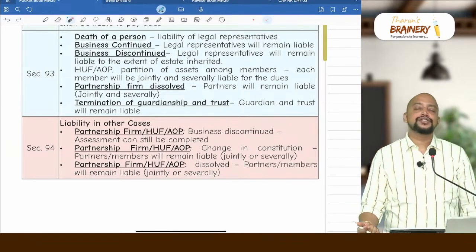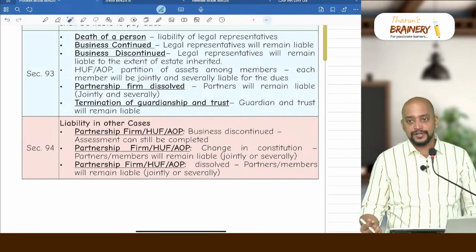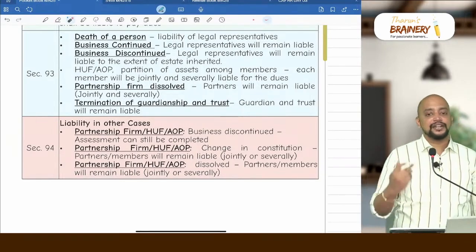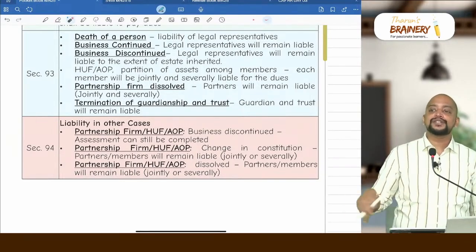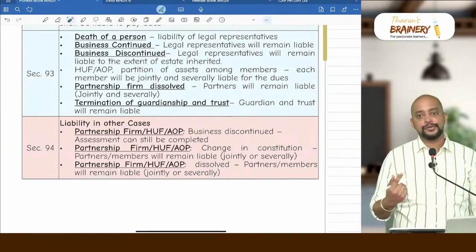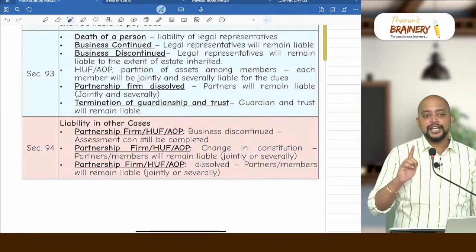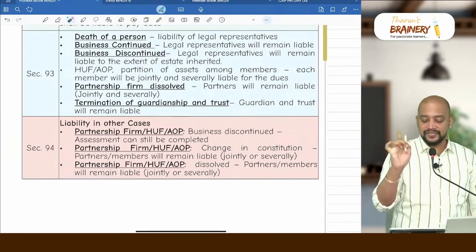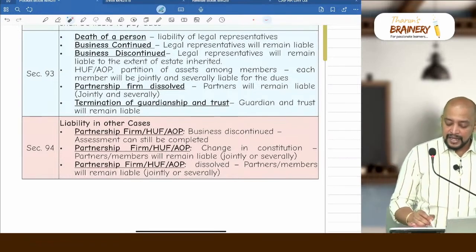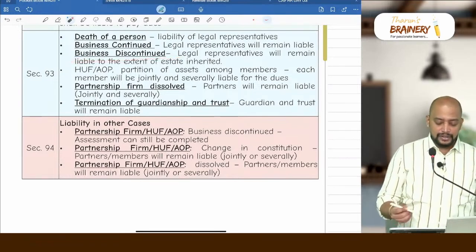Say for example, the GST dues of the father are 1.5 crores and the wealth that is inherited is only 1 crore. Now if they continue the business, they have to pay the entire 1.5 crores. If they are not continuing the business, they need to pay only 1 crore, to the extent of the estate inherited by them. Then HUF, business discontinued, that we have seen.